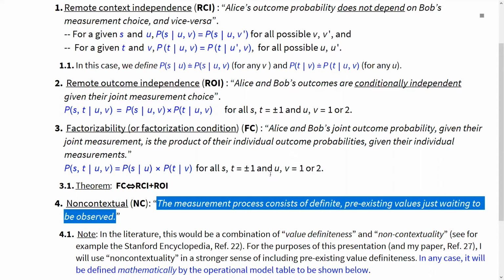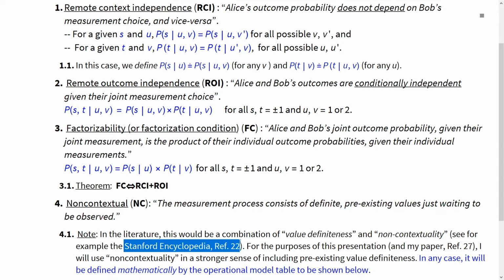Does it apply to quantum mechanics? We'll see. There are consequences to that assumption. And you can read more about the definition of non-contextuality in the Stanford Encyclopedia. They have a nice discussion there.